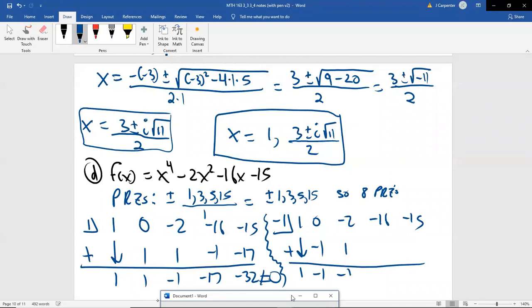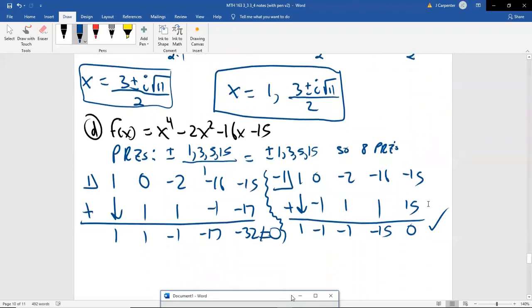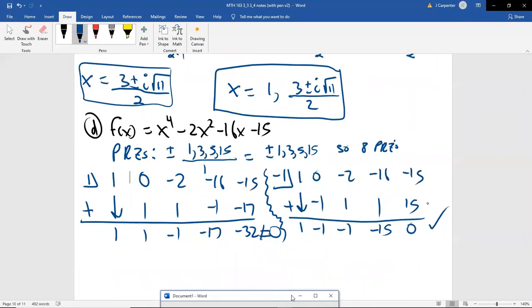Negative 2 plus 1 is negative 1. Multiply, you get positive 1. Negative times negative is positive. Negative 16 plus 1 is negative 15. Negative 15 times negative 1 is positive 15. And look at that, they add to 0, which is exactly what we want. That means that negative 1 is a 0, and it also means that x plus 1 is a factor.